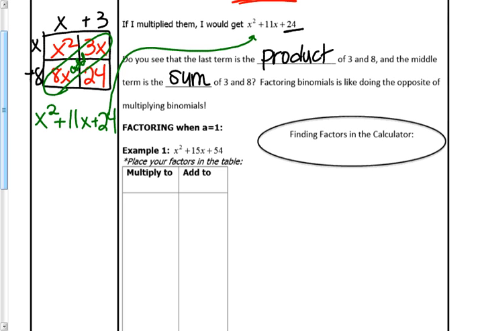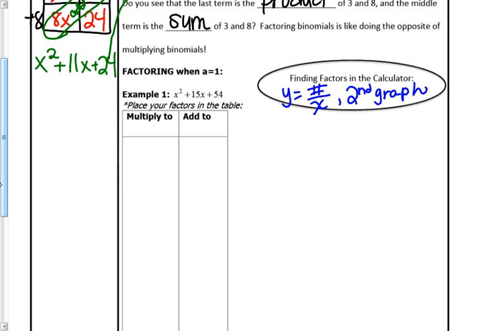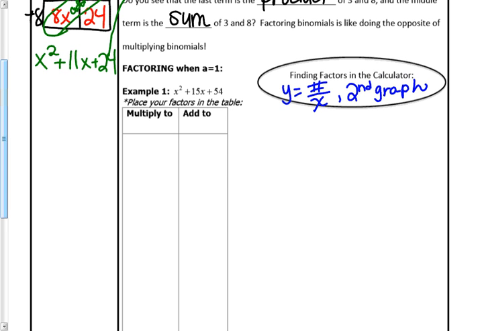So quick recap, when finding factors in the calculator, you would press the y equals button, type whatever number you're looking for divided by x, and then press second graph to get to your table to see all the factors if you're having trouble finding it right away. All right, let's get into the actual factoring part now that we have the basics set.